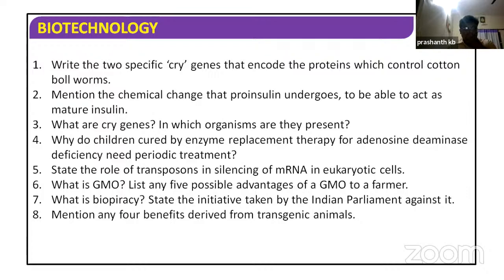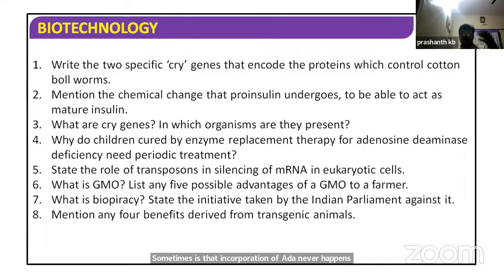Now, in the cry gene, in which organism are they found? Bacillus thuringiensis is the answer. Next up. Why do children cured by enzyme replacement therapy of ADA need periodic treatment? Because sometimes the incorporation of ADA never happens.